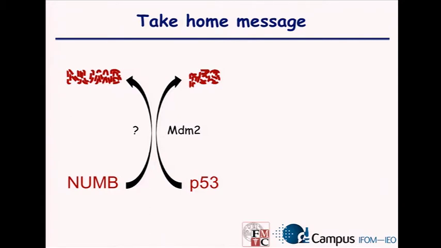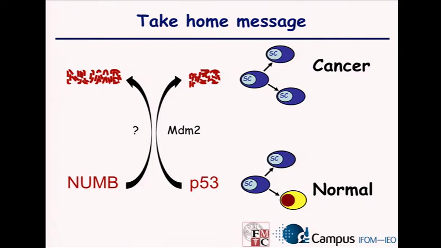P53 is degraded by MDM2, but the two circuitries are coupled because NAM stabilizes P53 by inhibiting MDM2. When the situation is skewed in this direction, we have a normal stem cell compartment in which cells divide asymmetrically. When the situation is skewed in this direction, because of lack of NAM and therefore low levels of P53, or because of primary alteration of P53 downstream of NAM, we have a cancer situation in which the stem cells divide more frequently in a symmetric way than in an asymmetric one.